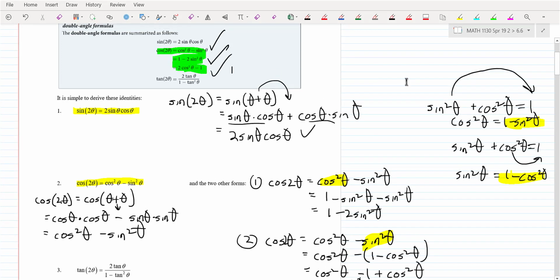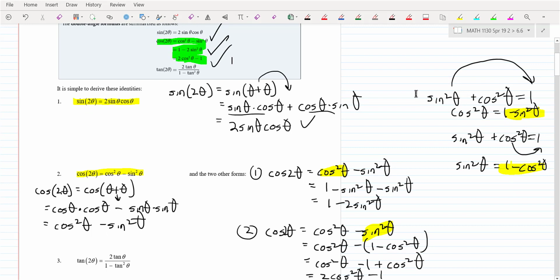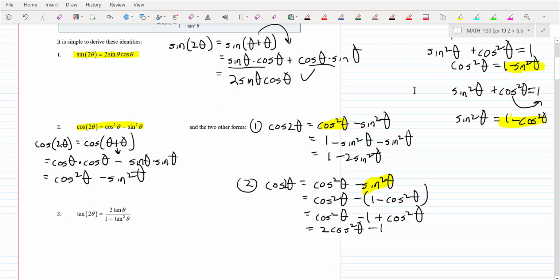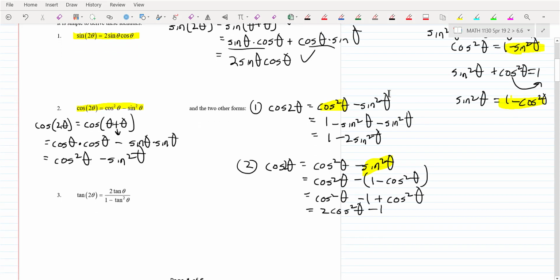Okay? And then this next one is the tangent. Sometimes I don't remember how to derive this, so I'll try and see if I remember how to do this one. Let's try this approach. We could do the tangent as the sine over the cosine of 2 theta, like that. So we could start it that way.